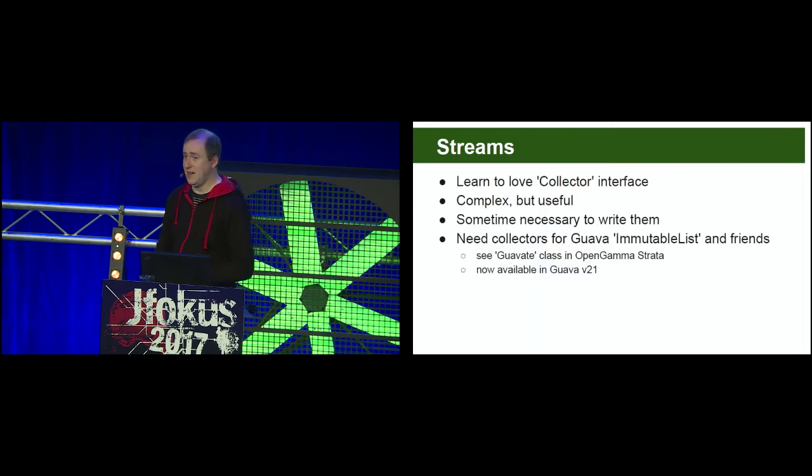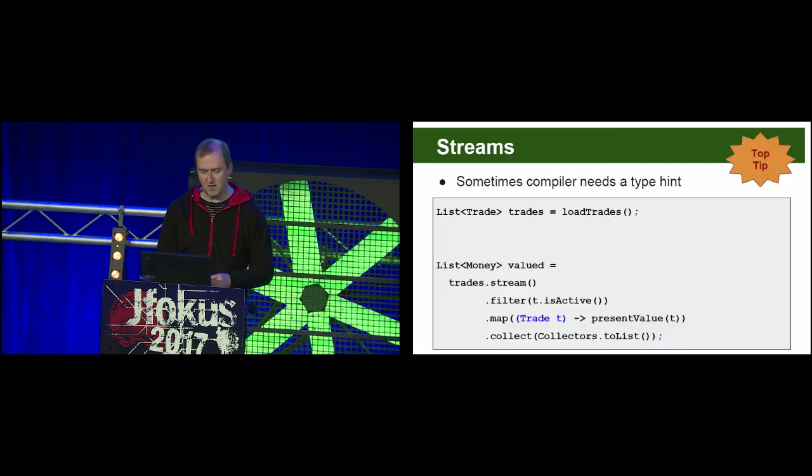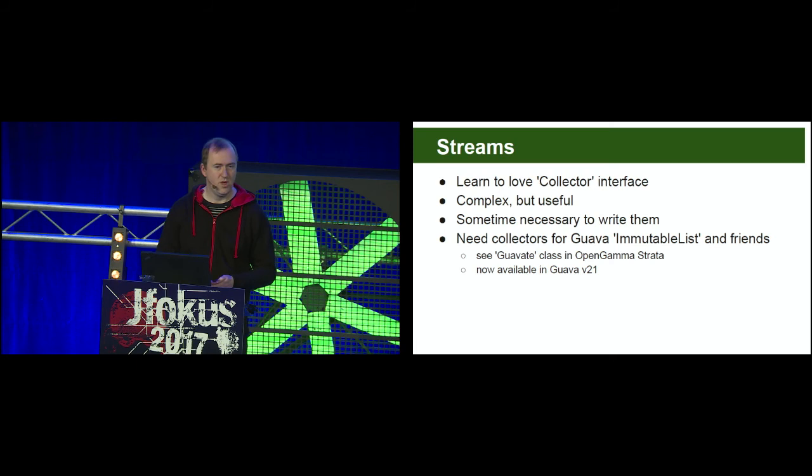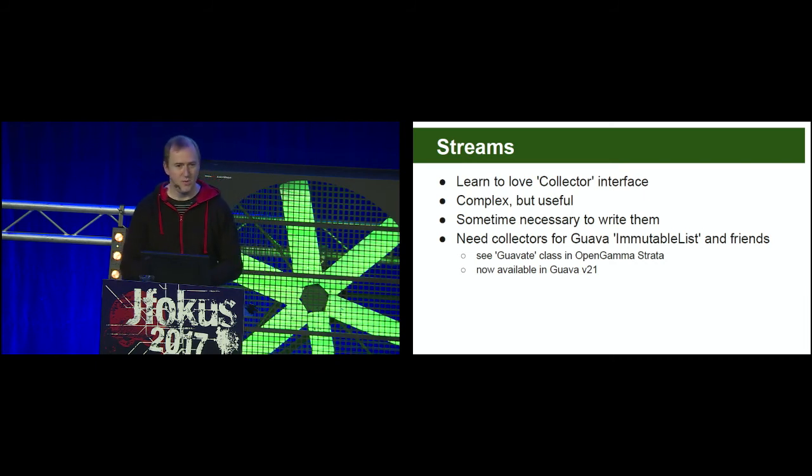The collector interface. The collector interface is quite a complicated thing that's typically used at the end of a stream. If you look at the end of this, we've got collectors.toList. Most of the time, you'll begin by just using the ones in the JDK. But if you're using Guava, where you've got an immutable list that you want to create, or immutable set, or immutable multi-map, in those situations you're going to need to write your own collector. As it happens, Guava 21 is now out, which does have them already, so that's good. But when we started Strata 2.5 years ago, we had to write them ourselves.